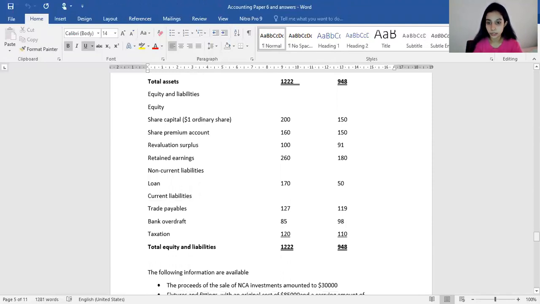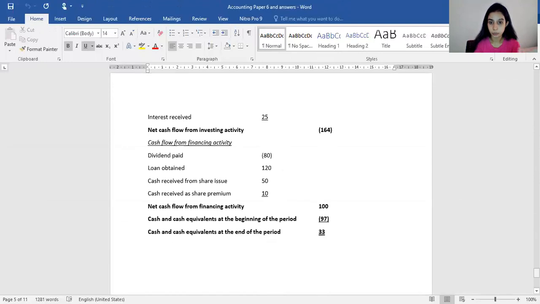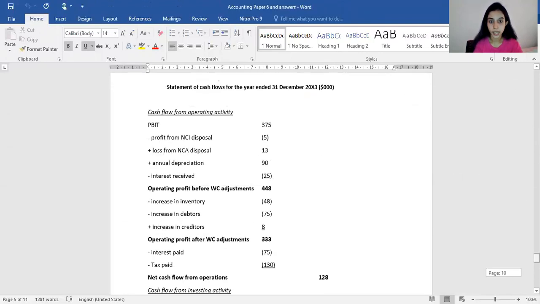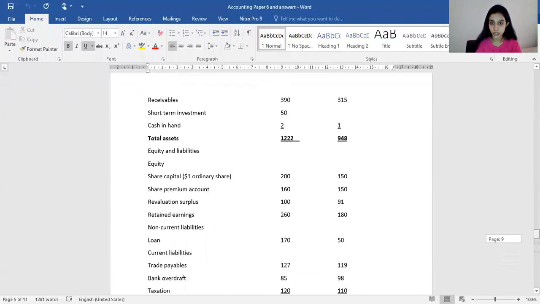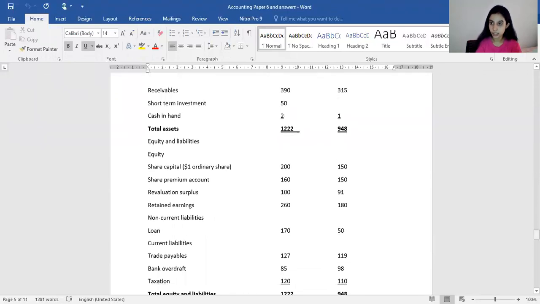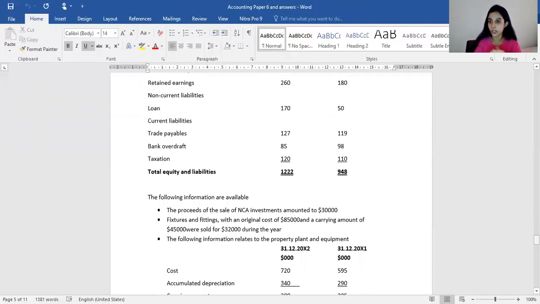The loan amount has been increased, which will be an inflow under the financing activity. Loan obtained 120. And then bank overdraft is also there. So when you're calculating the cash and cash equivalent amount for this cash in hand amount mentioned under the current asset, you have to deduct the overdraft from that. Then the net figure only you have to take to the cash and cash equivalent amount in the statement of cash flows.